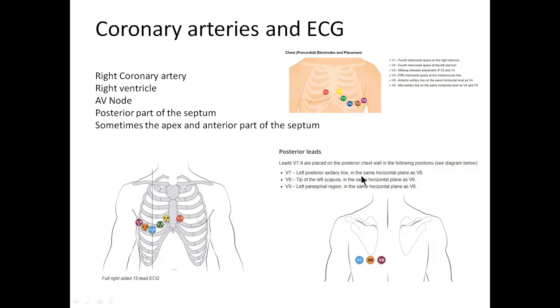Okay. So they are all at the same level of the V sets, but horizontally, this will be at the left posterior axillary line, and then at the tip of the left scapula, and then at the paraspinal area. So those are called V7, V8, and V9. And that's the way we check to see whether there is a posterior MI.